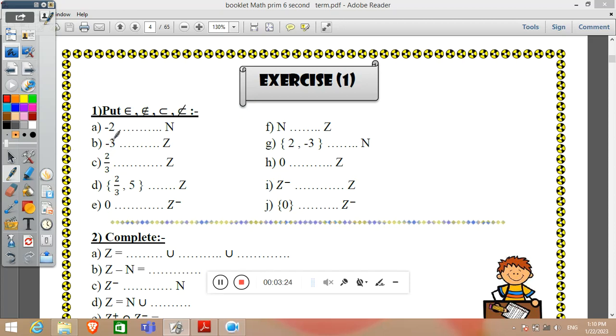-3. Is -3 a number inside the Z or not? Yes, it is. So can we use subset or belongs to? -3 is a number, it's not a set. So we use belongs to. Okay, next we move to another exercise.